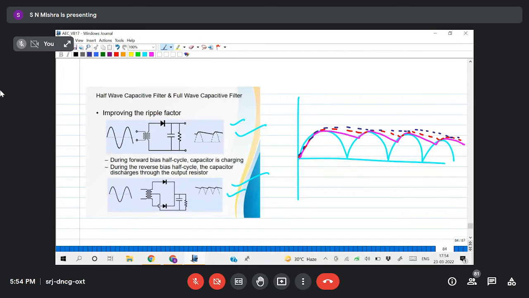Now see, from first to second to third to fourth, the ripple is reduced, or I can get this type of waveform. Always remember, any filter, maybe capacitive, inductive, anything, is not 100% perfect. We have to cascade, means connect 2-3 stages of filter, then only I can get a pure DC signal.